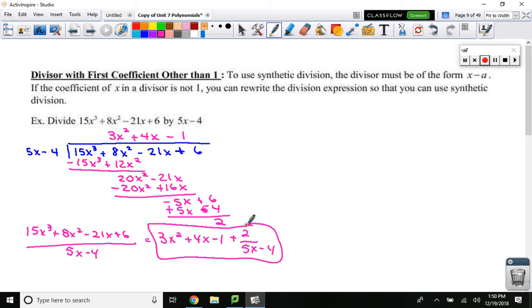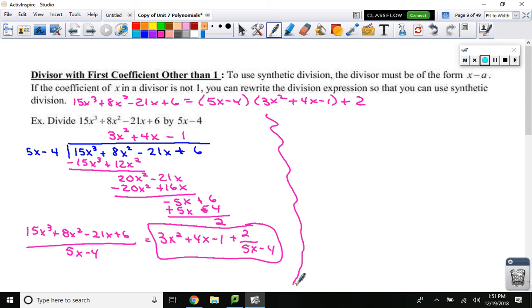Or, in other words, 15x to the third plus 8x squared minus 21x plus 6 is equivalent to 5x minus 4 times 3x squared plus 4x minus 1, add on 2 more. And if I double check, the very first time I distribute, that would give me that 15x cubed, which is right here, correct? You feeling pretty good about it? Okay. Can we come over here and do it by synthetic?